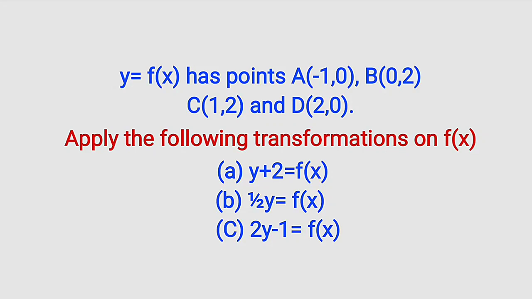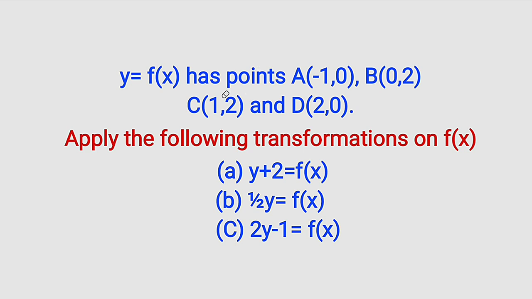Today we have a very nice problem that involves vertical shift, vertical stretch, and vertical compress. We are given f of x, which is the same thing as y, with the following coordinates. A is negative 1, 0, B is 0, 2, C is 1, 2, and D is 2, 0. And we are asked to apply these three transformations on the graph of this function.